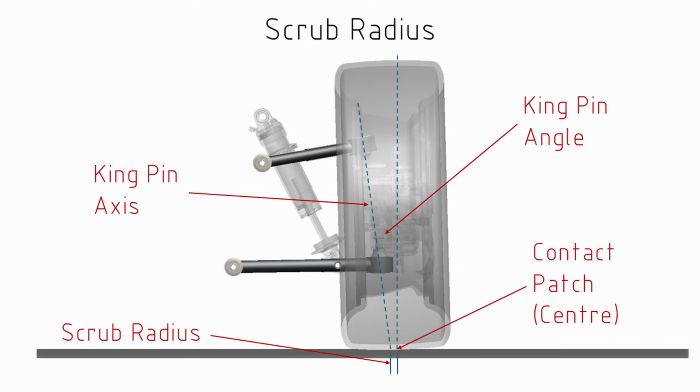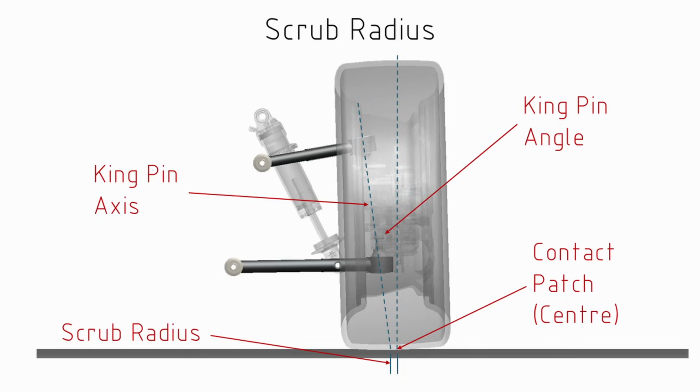Now, we're doing this on the front view, and the difference between those two lines and where they intersect with the ground we call the scrub radius. The line that is passing through the upper and lower ball joints we'll call the kingpin line, and that represents the line about which the wheel will rotate.